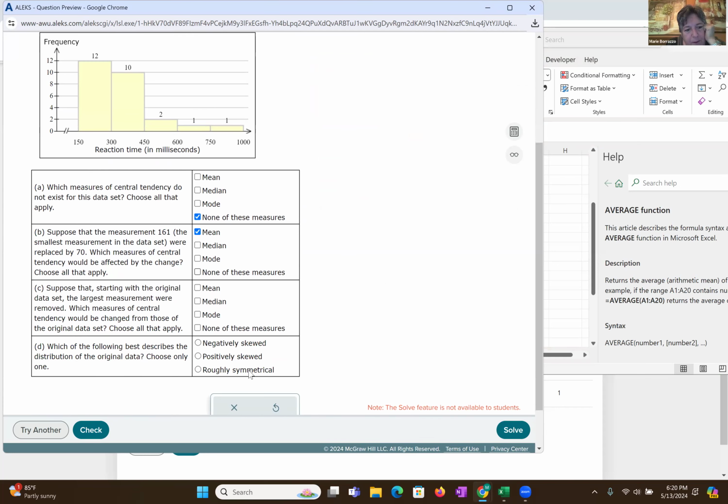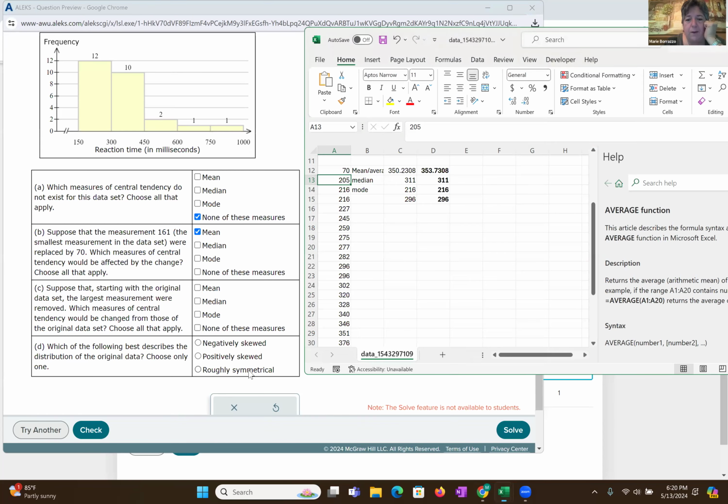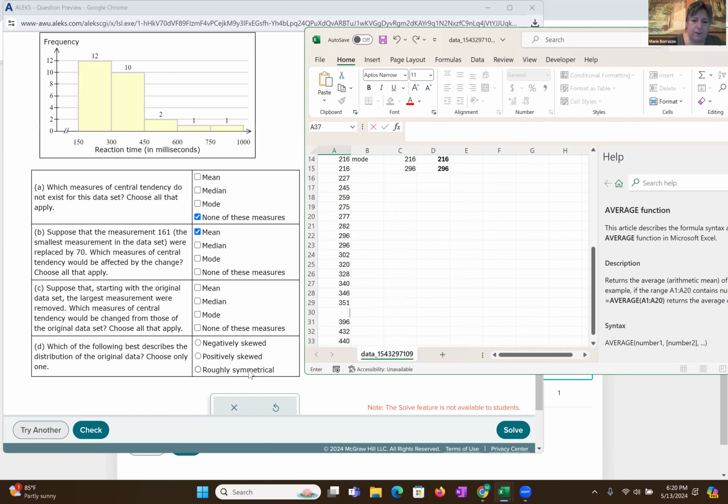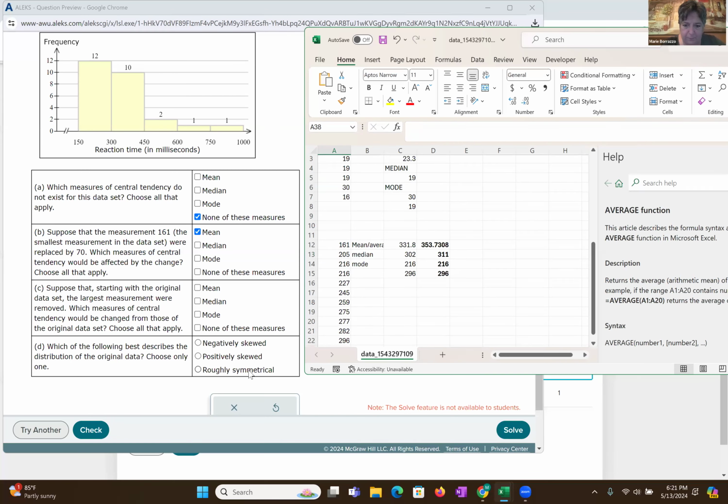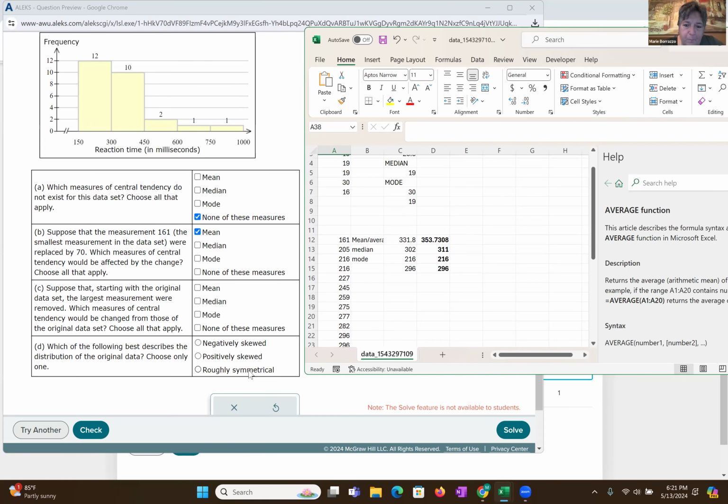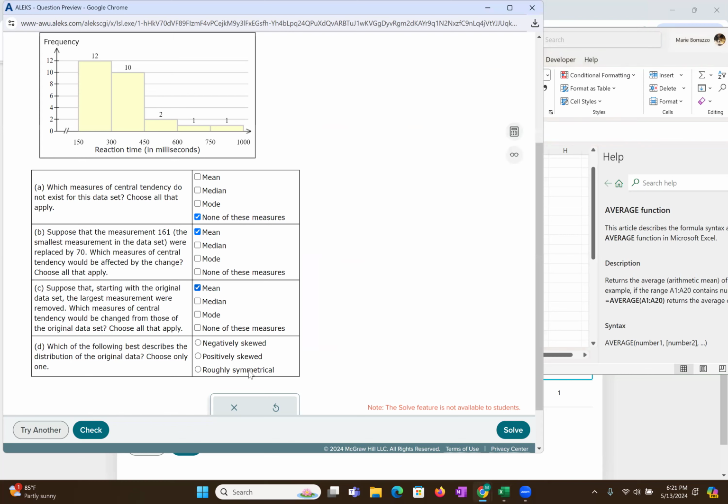Suppose that starting with the original data set, the largest measurement was removed. Then which central tendency would change? So let's go back to 161 here. Suppose the largest were removed. They said just removed. Who changed? The mean and the median. Mean and median, right? Right on.